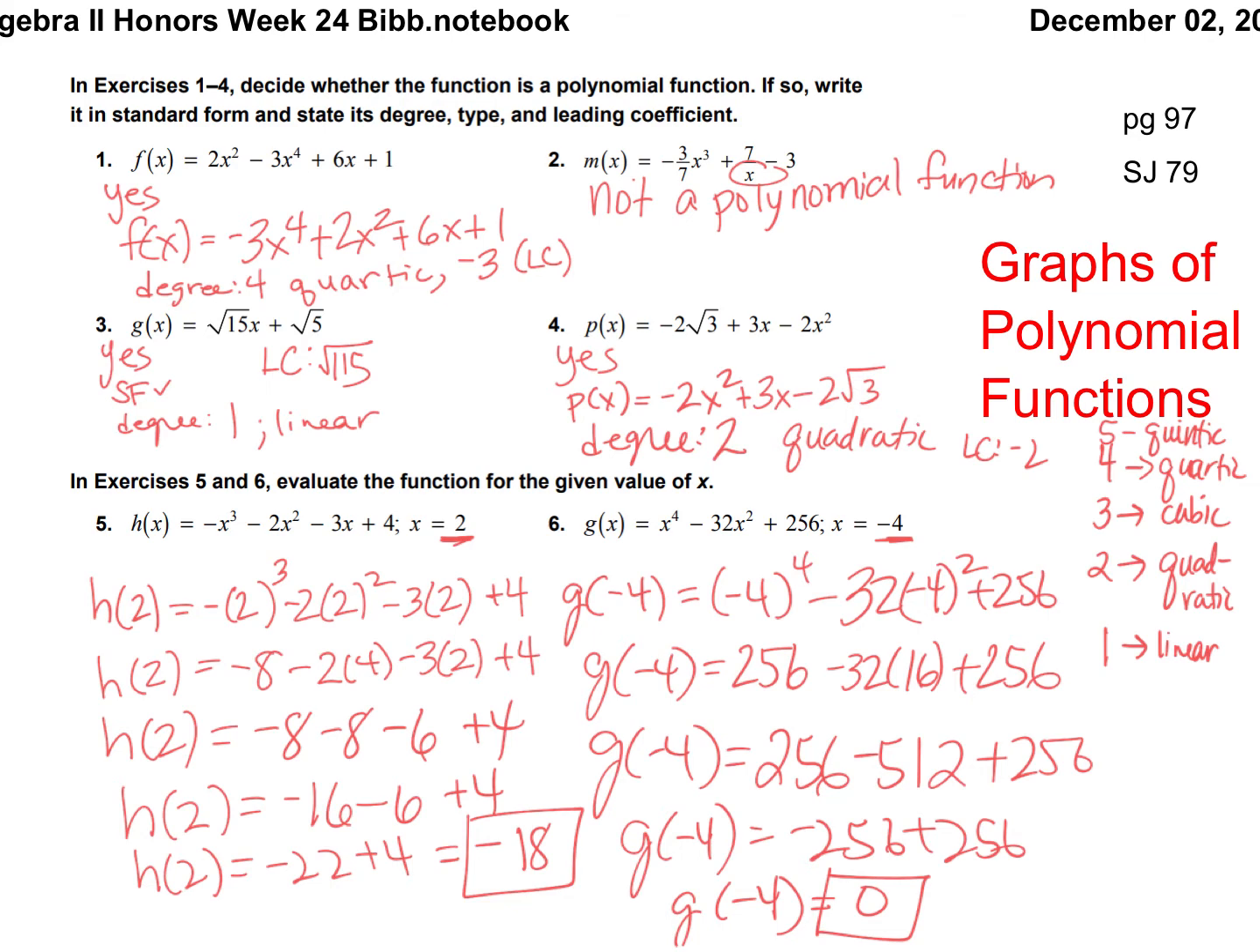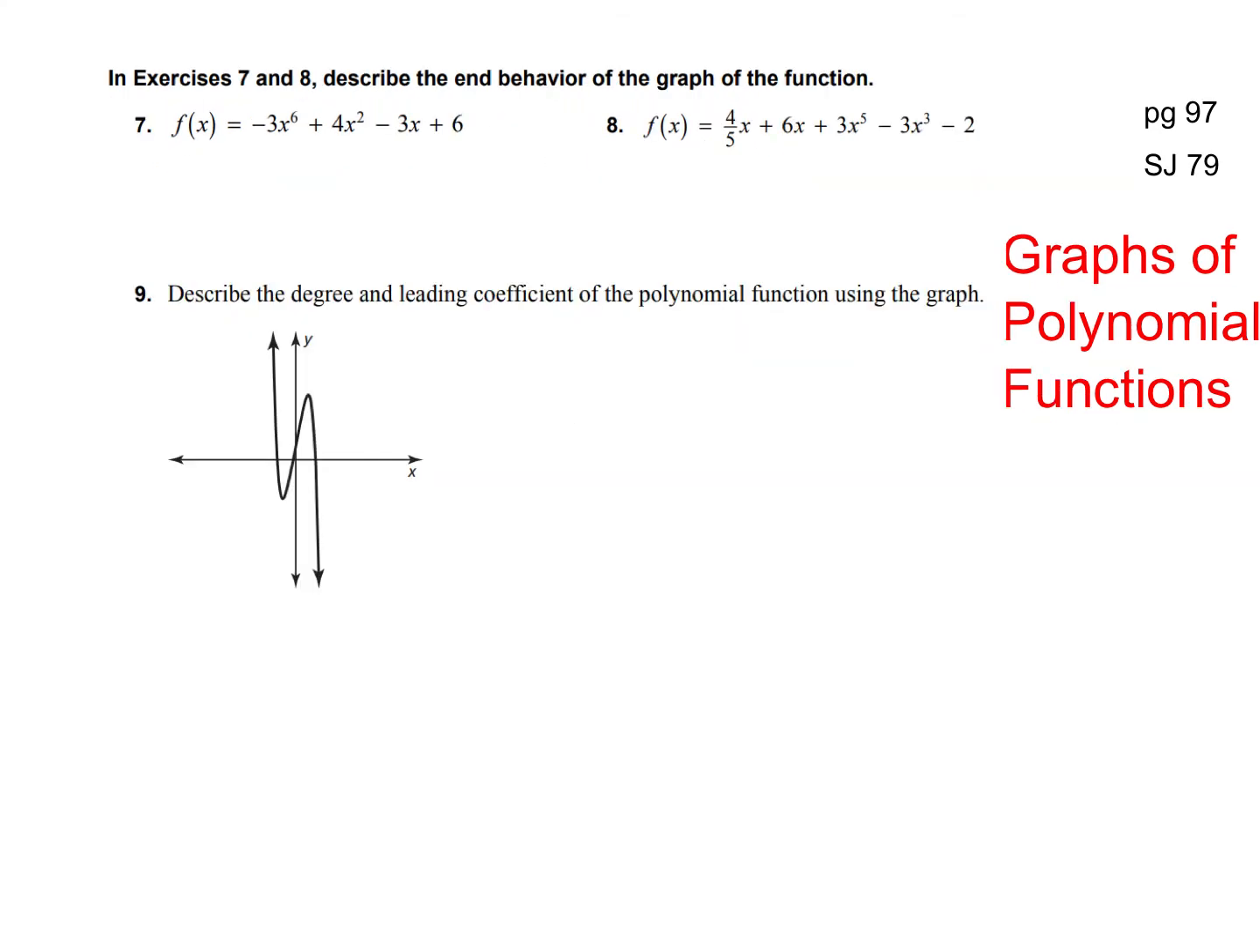Moving on to the next thing. It says to describe the end behavior of the graph of the function, and you actually do not have to have the physical graph to be able to describe the end behavior. As I look at the leading coefficient of each of these, I don't necessarily have to have them in descending order to name the leading coefficient. The leading coefficient for number 7 is -3, and the leading coefficient for number 8 is 3. The degree for number 7 is 6, and the degree for number 8 is 5.